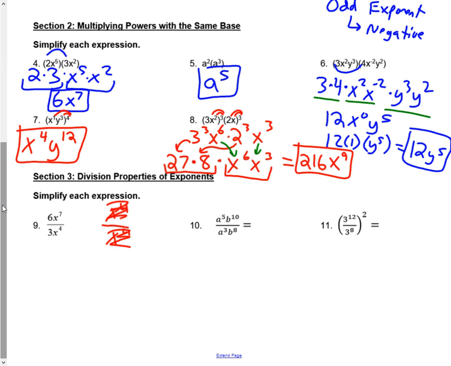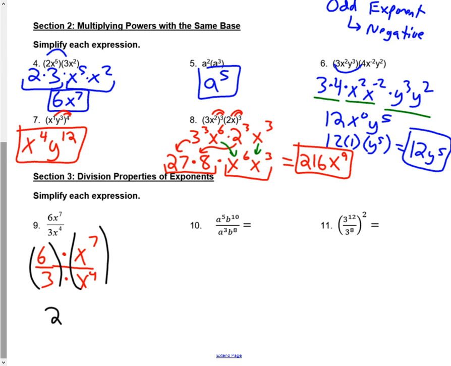Same idea goes here. Let's look at number 9. And let's break it apart. We've got the 6 divided by 3. And I'm going to even stretch it out like this. X to the 7th over x to the 4th power. If we just look at the 6 divided by 3, we know that's 2, or 2 over 1. And the x to the 7th power over x to the 4th power.